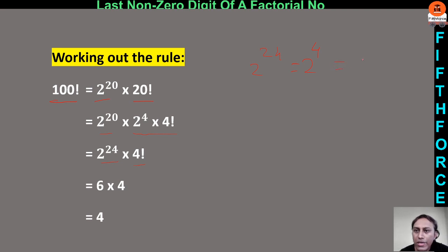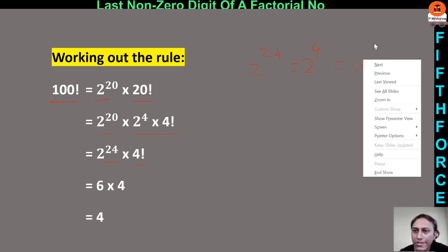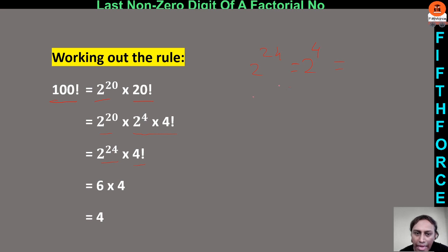Okay? 2 power 4 is 16, so 6, right? And factorial 4 is nothing but 24, so unit place is 4, right? So unit place is 4, this one was 6, right? So 6 into 4, how much? 24, so unit place is 4. That means the rightmost non-zero digit of 100 factorial must be 4, right? So it's a cool approach, right? We don't need anything. It's a simple shortcut trick.